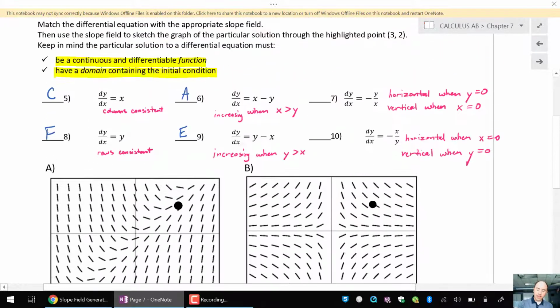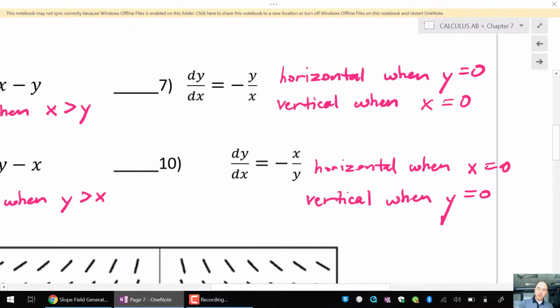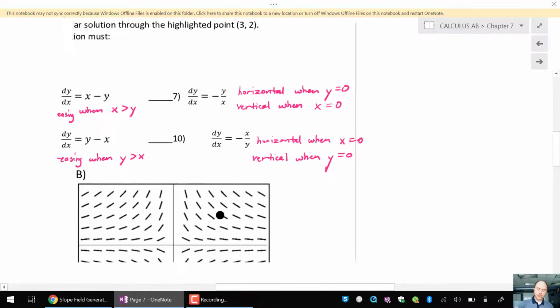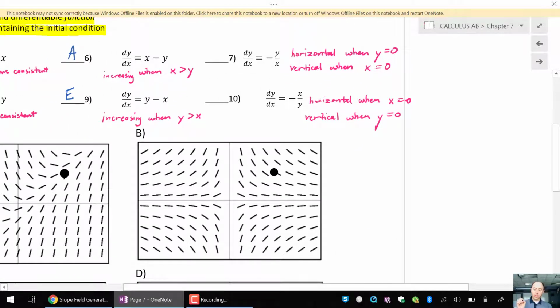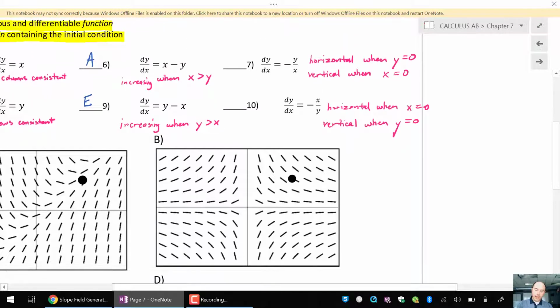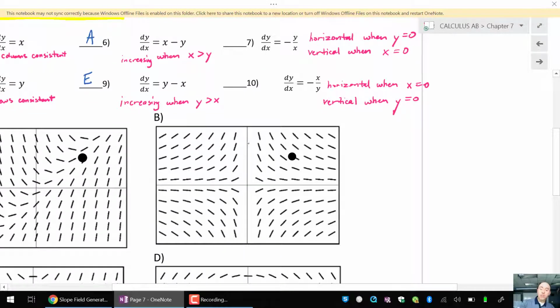And then finally, let's look at 7 and 10. So these are quotients. And with quotients, I try to find where I have horizontal slopes whenever the numerator is equal to 0, or where do I have undefined slopes, vertical slopes, when the denominator equals 0. So if I have y over x, negative y over x in this case, then I'm searching for horizontal tick marks on the slope field whenever y is equal to 0, and vertical tick marks whenever x is equal to 0. So are there any horizontals when y equals 0? And are there any verticals when x equals 0? That looks like right here in slope field letter B.